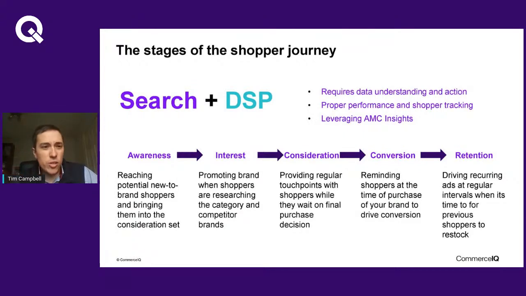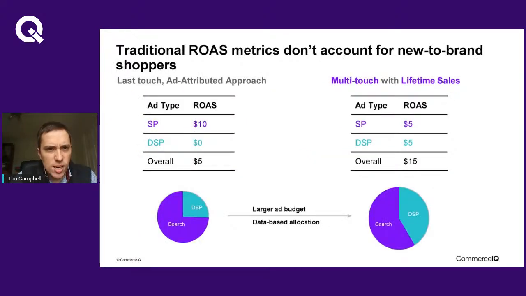Now, a few things to keep in mind here. This requires a lot of data on your shoppers, and it requires proper performance and shopper tracking, right? You have to know who your shopper is, what they're doing over time, be able to track their performance or ad engagement over time so that you can reach them with the correct and relevant ads. And a lot of this is available on Amazon Marketing Cloud. And we offer a kind of complete integration with Amazon Marketing Cloud to track search and DSP performance, and also which bucket you should be investing in, which combination of ads you should be investing in, in Ecommerce IQ.